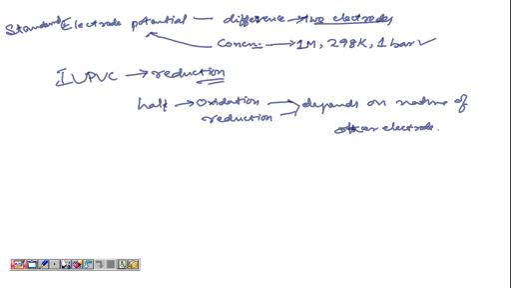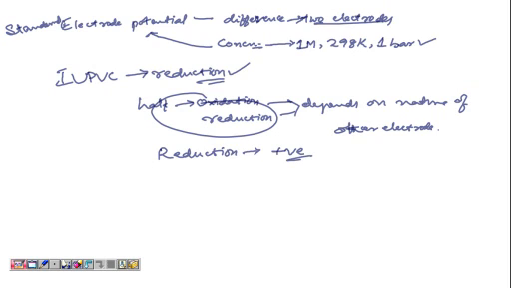Therefore, the potential measured for a cell can be a positive value or a negative value. But to avoid this confusion, the IUPAC has announced that reduction will be taken as the standard for measuring the electrode potential. Accordingly, whenever the reduction reaction takes place, if the potential value is positive, it will be called a positive value. If it is negative, it will be called a negative value. So whenever reduction takes place, it will be given a positive value, and whenever oxidation takes place, it will be called a negative value. So this is according to the IUPAC convention.